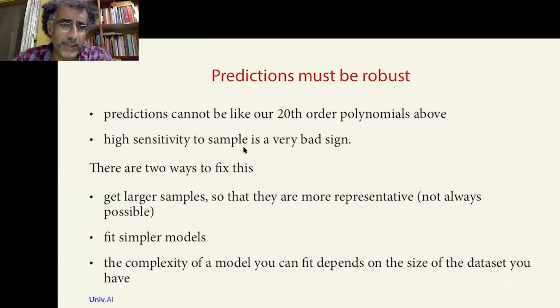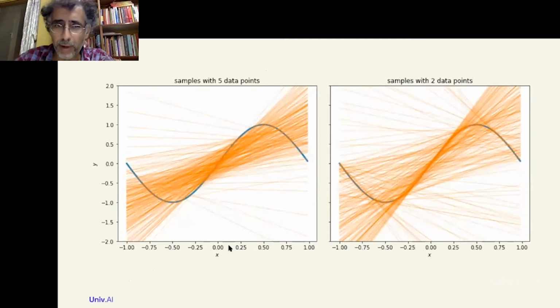High sensitivity to samples is a very bad sign. You can get larger samples so that they're more representative. You can fit simpler models, and typically it's a combination of those two things you're doing. And remember that the complexity of the model you fit depends upon the size of the data set you have. So if you take some data away by keeping a holdout set, you'll naturally be forced to a simpler model. So that was that example again, of the sine curves.